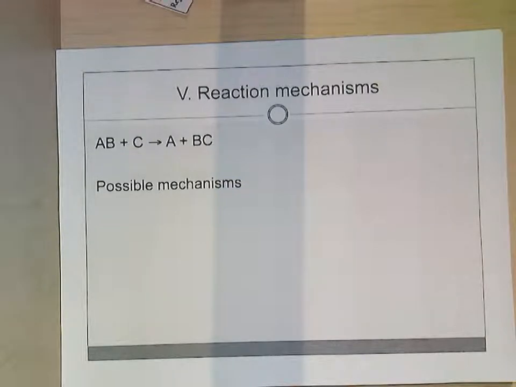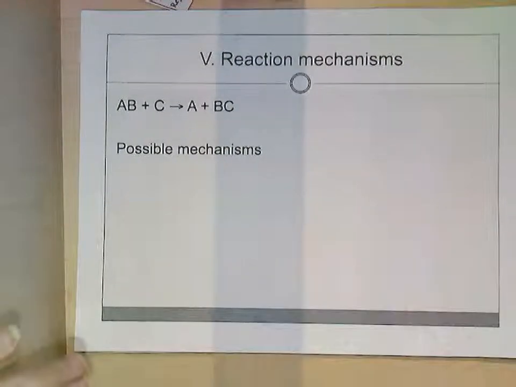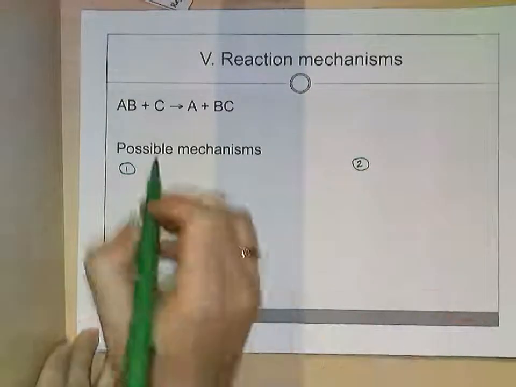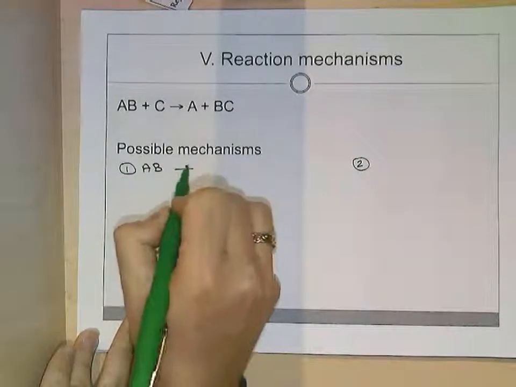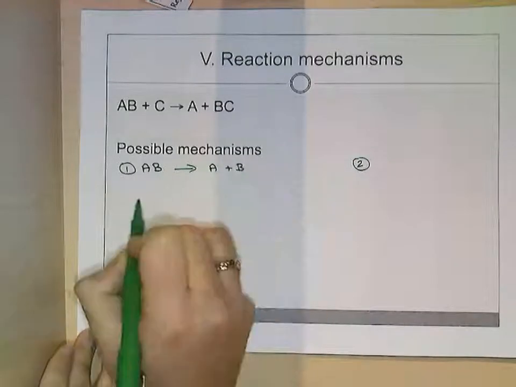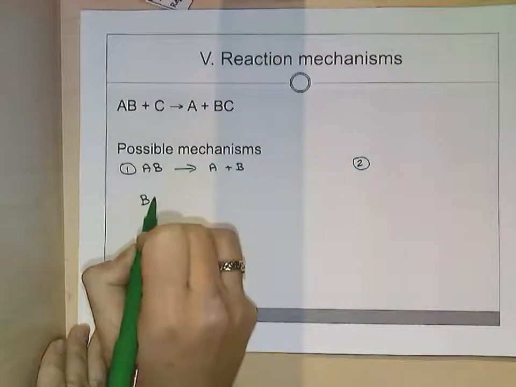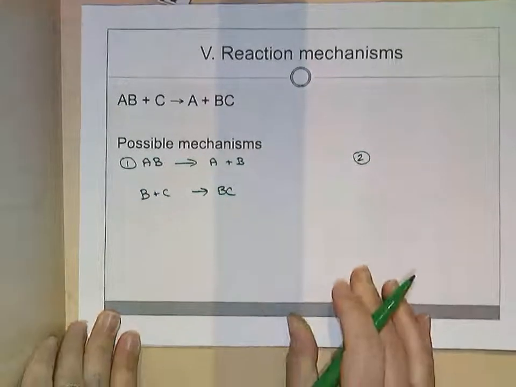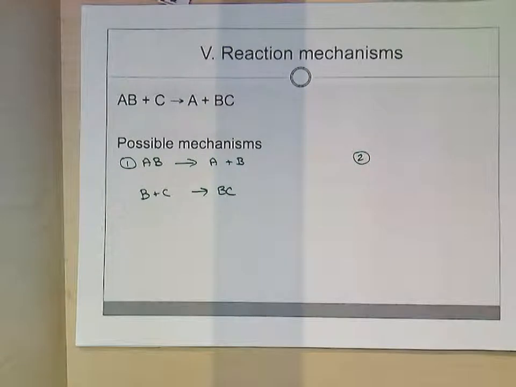All right, so let's say I have the reaction AB plus C makes A and BC. All right, that's my generic equation. I could imagine two different ways to have this work out. Right, that's one option. I have A, B, they spontaneously break in half, and then B goes on to recombine with C to make BC.